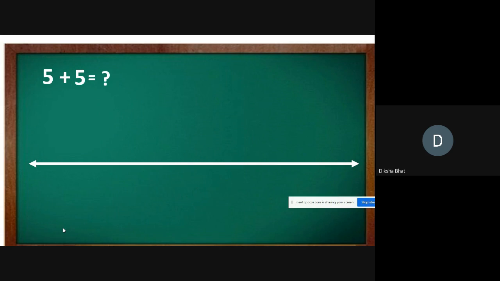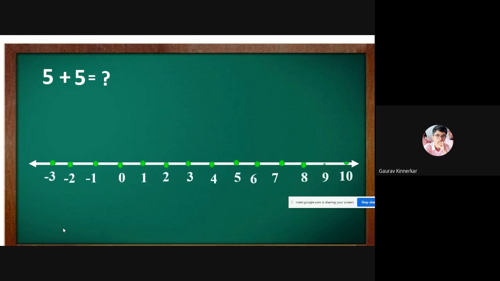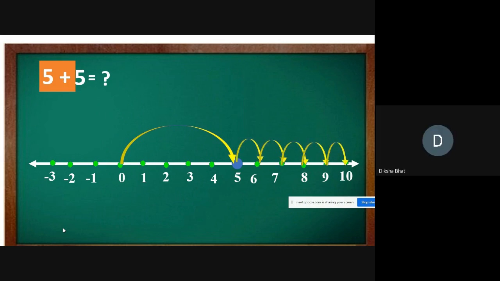The last problem is 5 plus 5. What will be the first step? We are supposed to mark positive 5 on the number line. Correct. And then move 5 numbers ahead. Correct. And where will we reach? Positive 10. Correct. So the answer is positive 10.